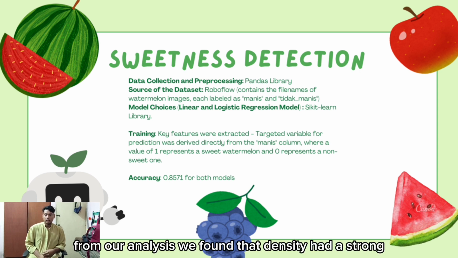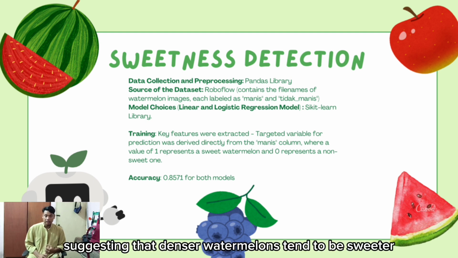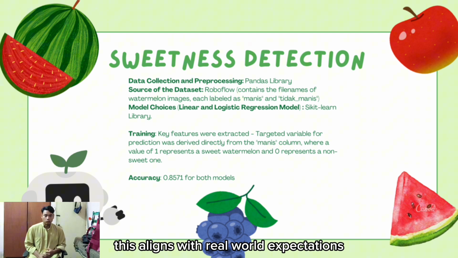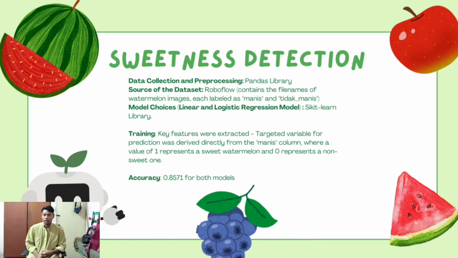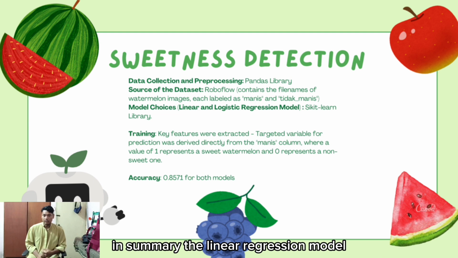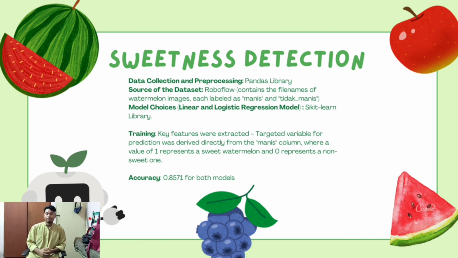From our analysis, we found that density had a strong positive correlation with sweetness, suggesting that denser watermelons tend to be sweeter. This aligns with real-world expectations and validates the model's predictions. In summary, the linear regression model provides a useful and interpretable way to estimate watermelon sweetness, and our results show promising accuracy given the data.